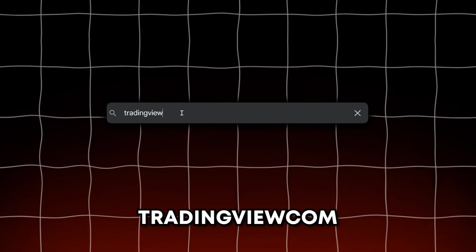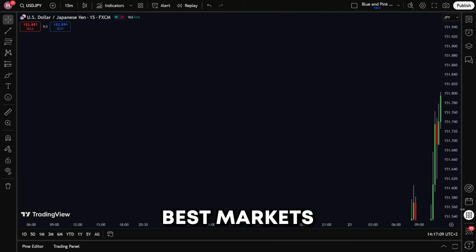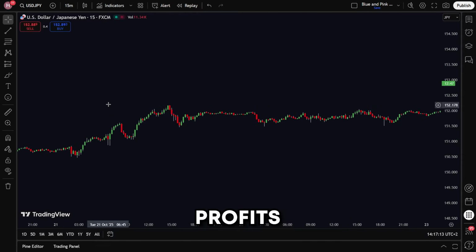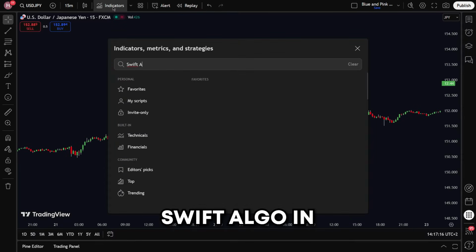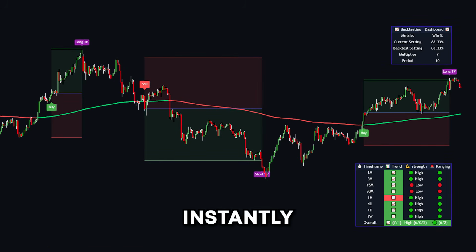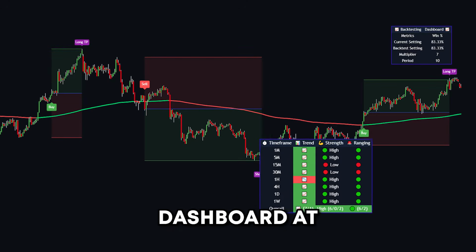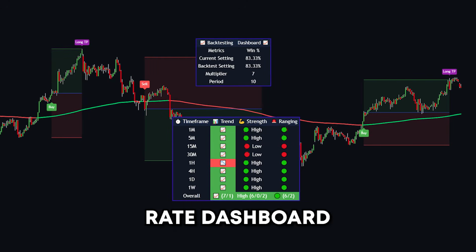First, open TradingView.com. Choose any market you want. In a minute, we are going to look at the best markets to trade for consistent profits. Now, search for SwiftAlgo in your Indicators tab and add it to your chart. Once it's added, you'll instantly see buy and sell signals, stop-loss levels, take profits, a trend dashboard at the bottom, and a win rate dashboard at the top.